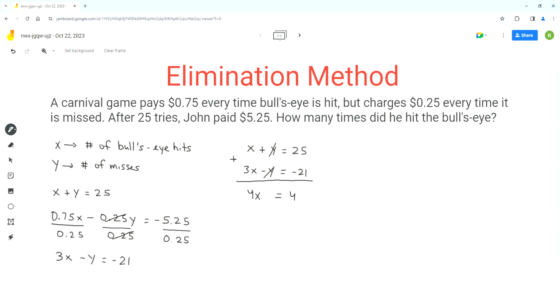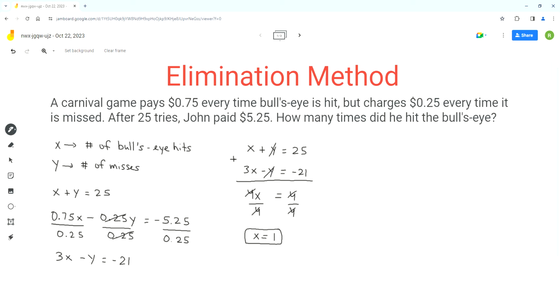Now we can divide both sides by 4 because we have to isolate x. The 4s cancel each other out on the left side and on the right side. So we get x equals 1. And this should be the final answer for this problem, because we have to find the number of times he hit the bullseye, and that is represented by the variable x.